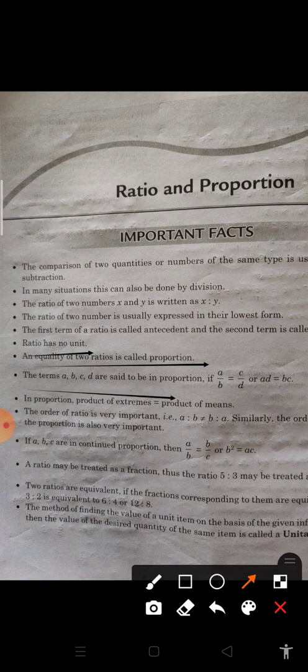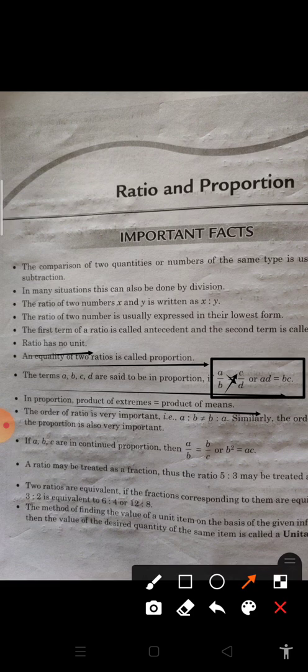The terms A, B, C, D are said to be in proportion if A upon B is equal to C upon D or AD is equal to BC. Both are the same because we can cross multiply, A multiply D and B multiply C. So these are called proportional. In proportion, the product of extremes is equal to the product of means. Suppose two ratios are given, A ratio B and proportional C ratio D. So the product of extremes is equal to the product of means.